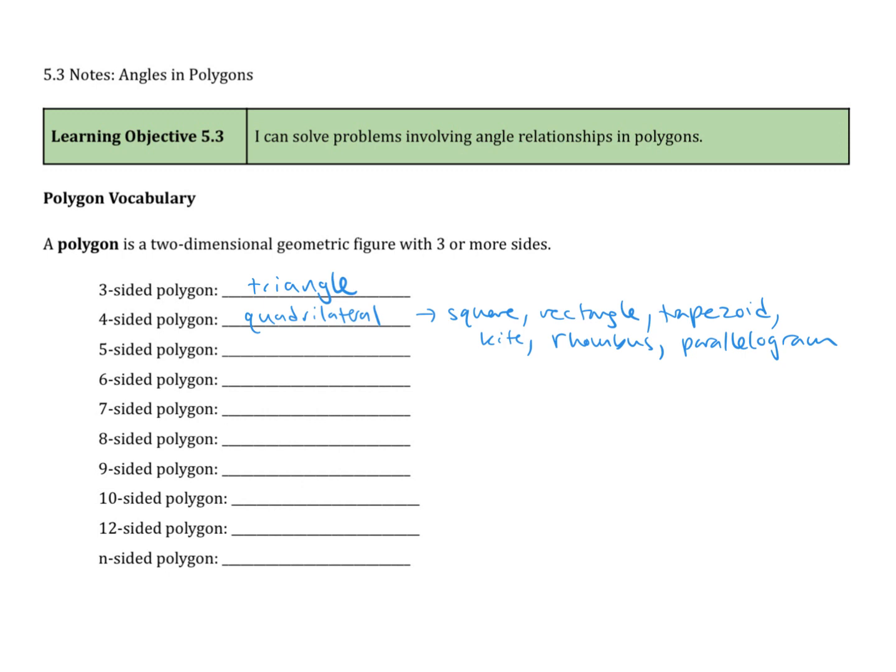A five-sided polygon is a pentagon. A six-sided polygon is a hexagon. Seven-sided polygon is a heptagon. An eight-sided polygon is an octagon. 9 sides is a nonagon. 10 sides is a decagon. A 12-sided polygon is called a dodecagon.